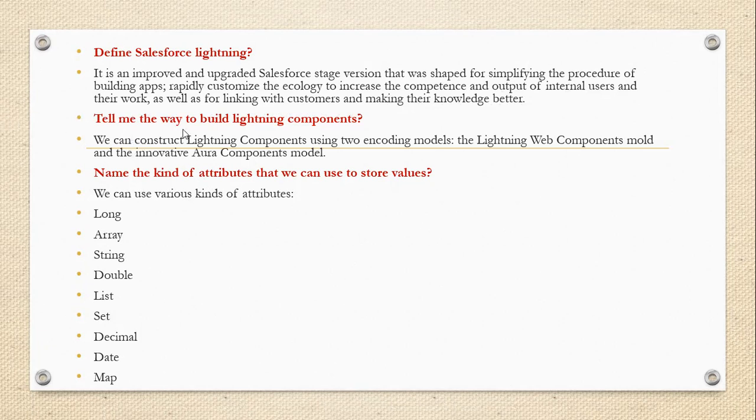Next question. Tell me the way to build Lightning components. We can construct Lightning components using the Aura components model and the Lightning Web Components model. Next is the attribute that we can use to store values. We can use various kinds of attribute types: Boolean, array, string, double, list, set, decimal, date, and map.